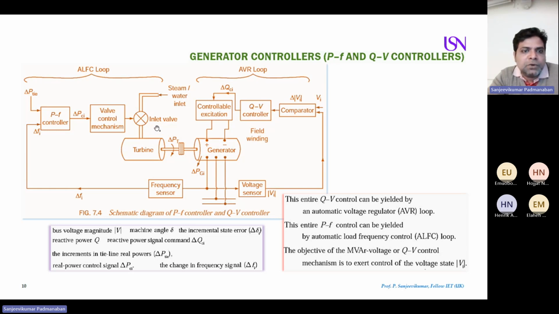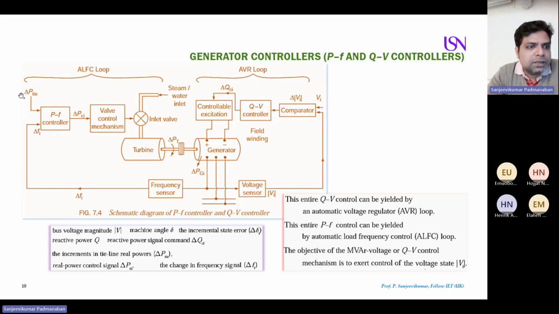For the PF controller, I'm going to control only the inlet of the turbine, because this controls the speed of your generator. The speed is proportional to your frequency. So I always try to control the turbine inlet by using LFC control. Automatic load frequency control is applied only on the input side of your turbine, the inlet of your turbine. It's not applicable on the generator side. On the generator side, I always use AVR control, which is excitation control.